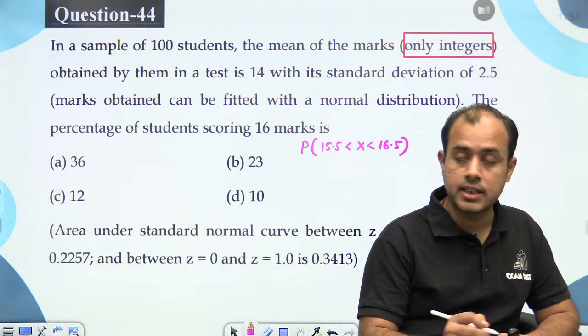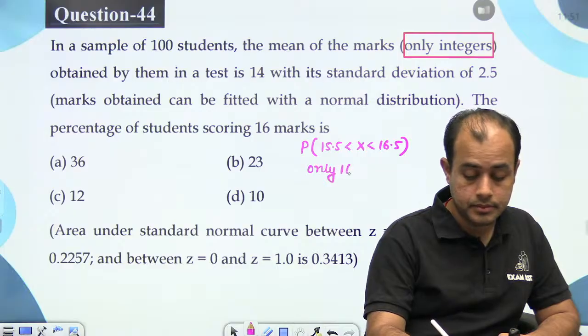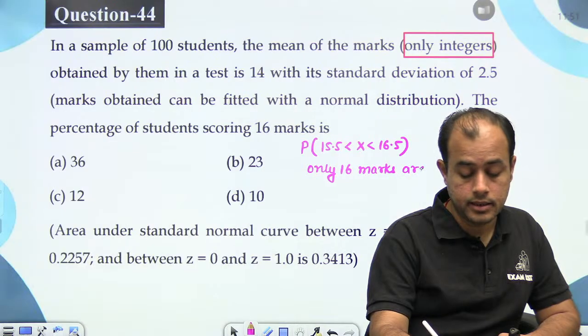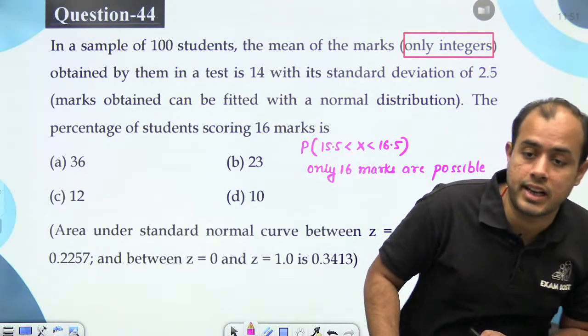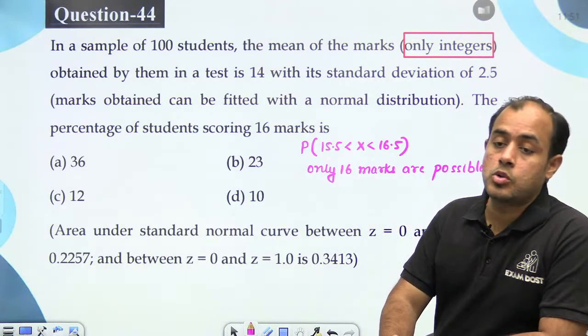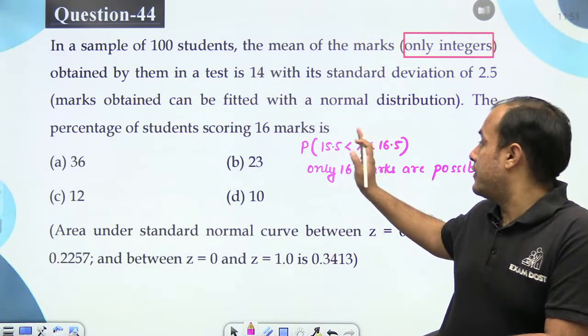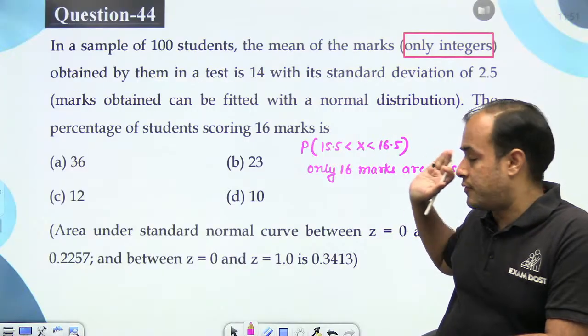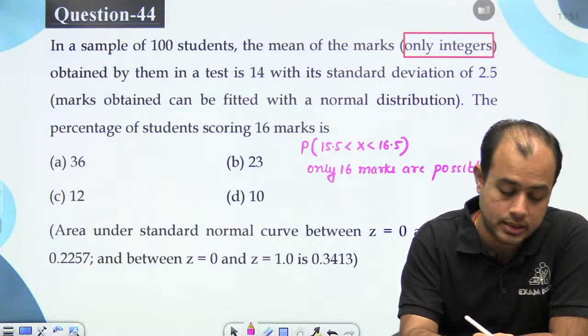तो इसमें तो सिर्फ 16 मार्क्स ही पॉसिबल है ना. आप सोच के देखिए, इस इंटरवल में सिर्फ 16 मार्क्स पॉसिबल हैं क्योंकि marks is an integer value. तो बेसिकली to apply Gaussian random variable I need an interval. So I have defined the interval as 15.5 to 16.5. ऐसा क्यों, मैं बताता हूं.